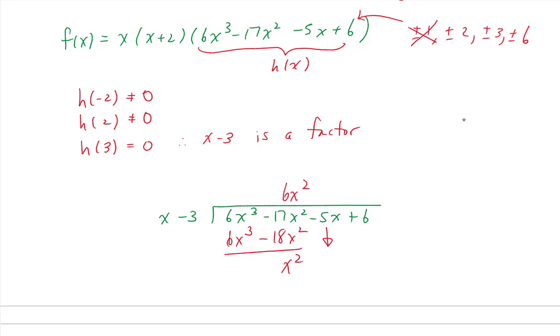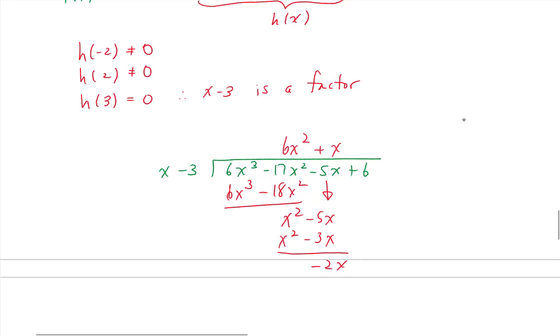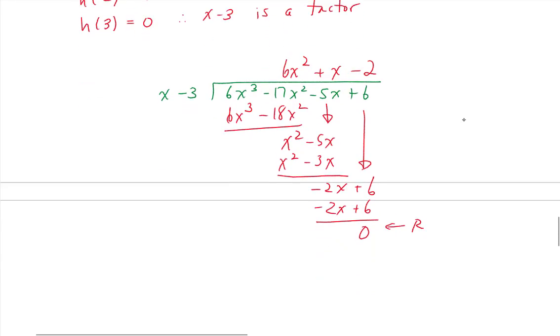So we bring down the negative 5x, and then I multiply x minus 3 by positive x, so that gives me x² - 3x. Subtracting gives me negative 2x. Bring down the positive 6, and then to get rid of the negative 2x, I'm going to multiply x minus 3 by negative 2, and that gives me negative 2x plus 6, which is great because, again, we have a remainder of 0. So therefore, x minus 3 is a factor.